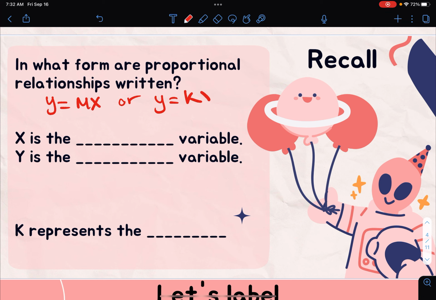y equals kx. Because remember that m and that k mean the same thing. They are both the constant. Okay.